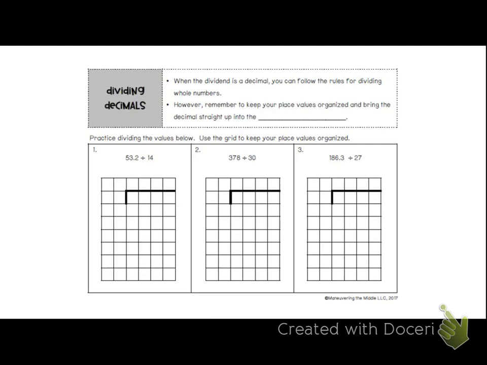Now let's look at dividing decimals. And I want to add something here. I want to put by whole numbers. When the dividend is a decimal, you can follow the rules for dividing whole numbers. Super important. Follow the rules for dividing whole numbers. However, it says, remember to keep your place value organized and bring the decimal straight up into the quotient. Again, the quotient is where our answer will be.